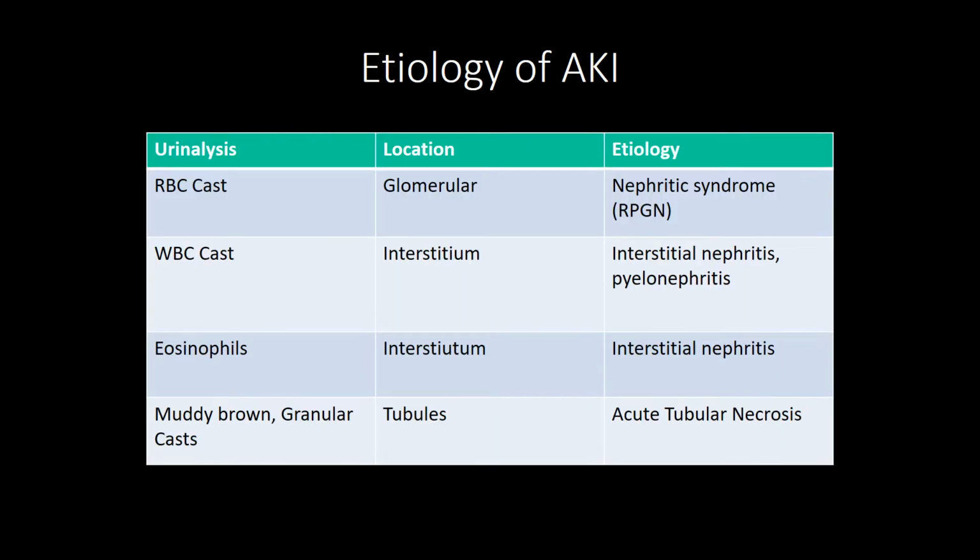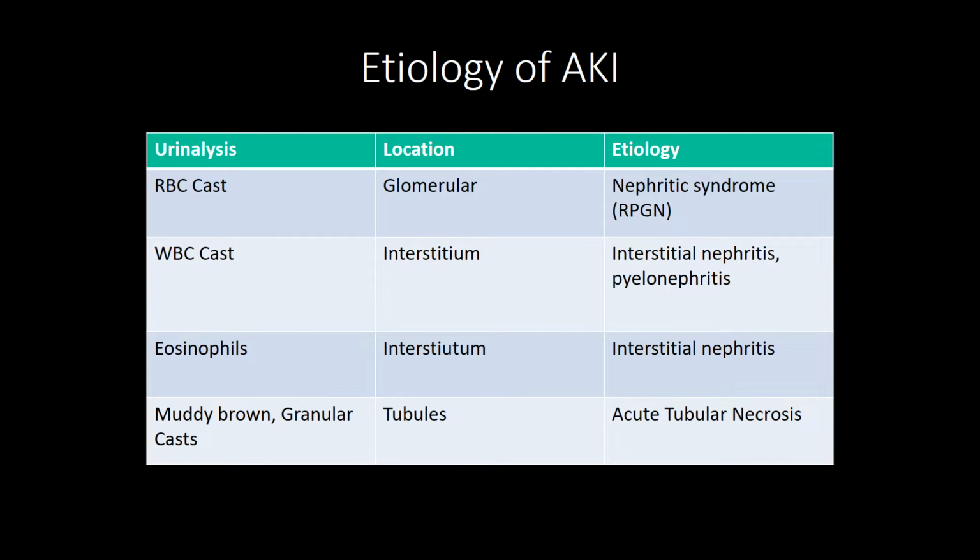So let's say you've gotten the urinalysis back and it's time to interpret your results. Above in this table, you can see that red blood cell casts are an indication for glomerular disease. You want to think of RPGN. Eosinophils, think about interstitium and interstitial nephritis. Muddy brown granular casts, think about the damage localized to the tubules, and you'll see that in acute tubular necrosis.